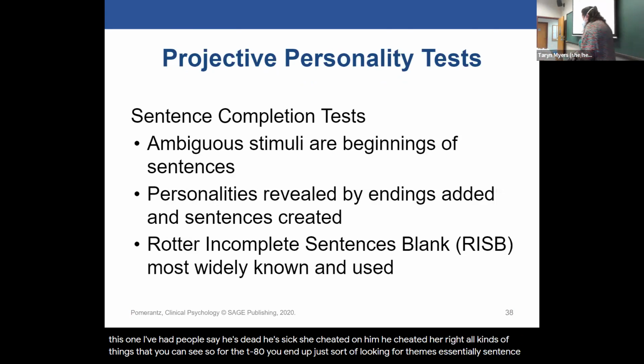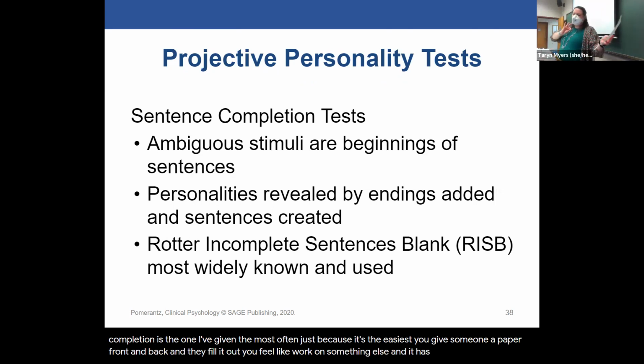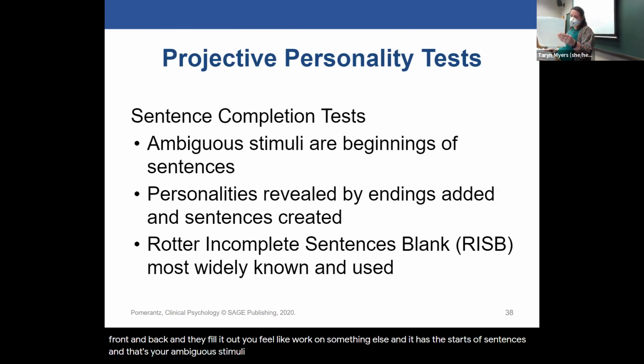Sentence completion is the one I've given the most often just because it's the easiest. You give someone a paper, front and back, and they fill it out, or you work on something else. And it has the starts of sentences, and that's your ambiguous stimuli. So the first one here is, "I like," right? And then the person's just supposed to finish the sentence.